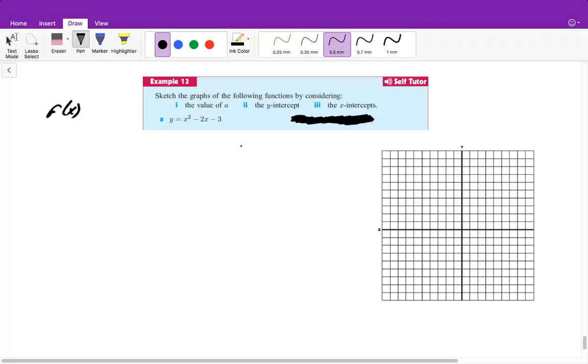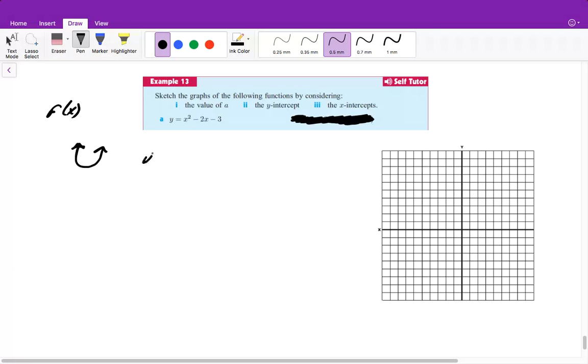So we're not going to just sketch this. We're going to solve for our x and y intercepts, and then we're going to find our vertex to help us finish off our graph. The first thing we're going to do is look at the value of a, and that's going to help us determine what's going to happen with this graph. Since a is positive 1, my graph is going to be facing up. That's the first thing you should think about.